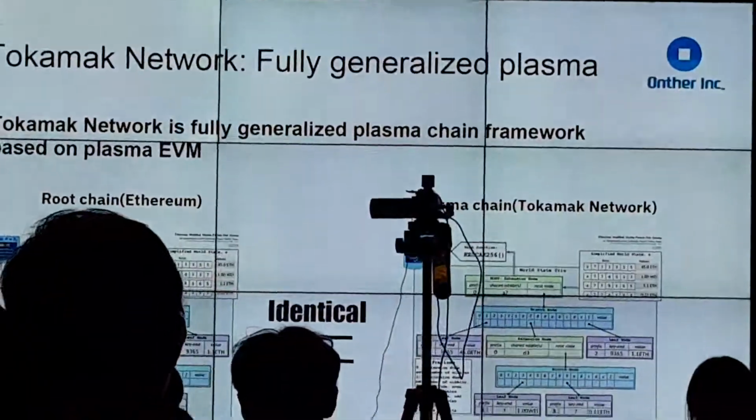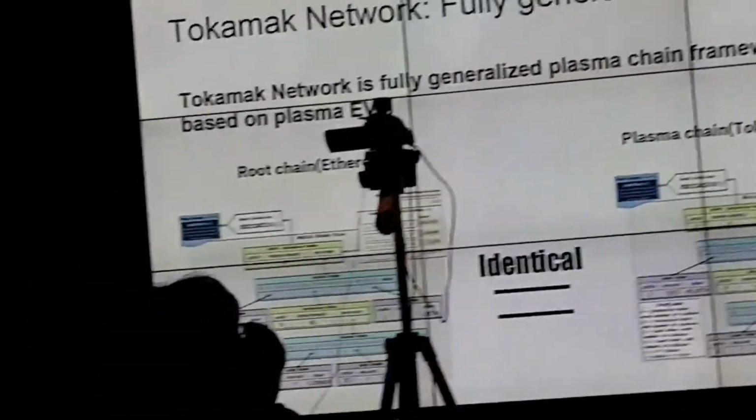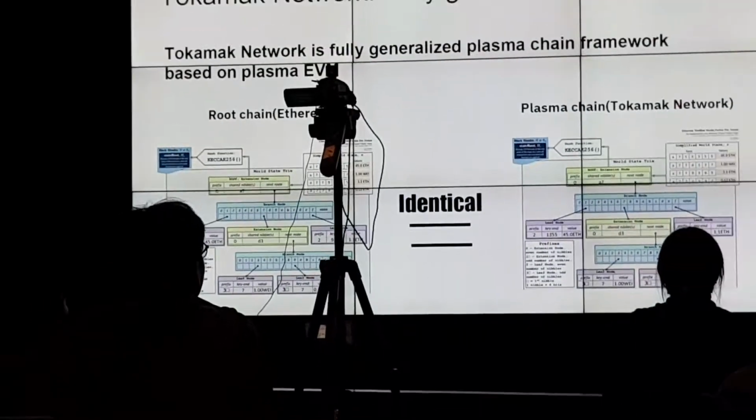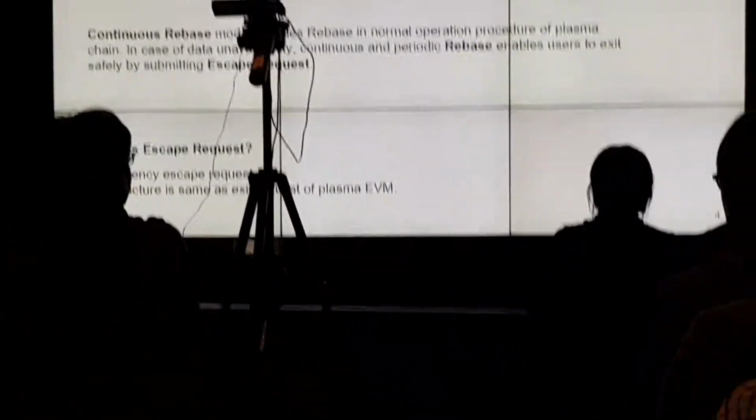So you can use the EVM and smart contracts and Solidity and other tools like Truffle. So it's really awesome, but there is one problem. It's the data availability issue. This is the reason why it's very hard to build a generalized Plasma model. So we made the solution.